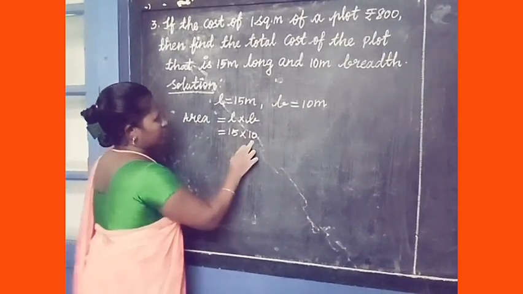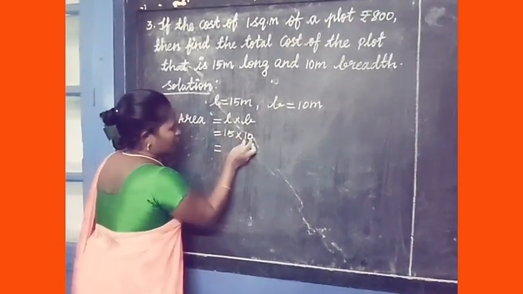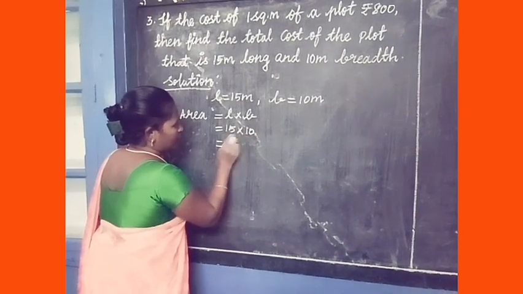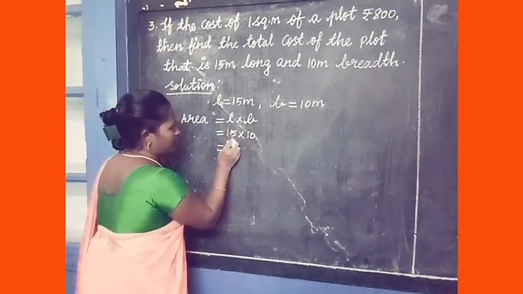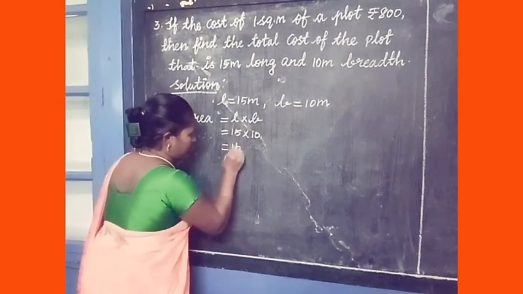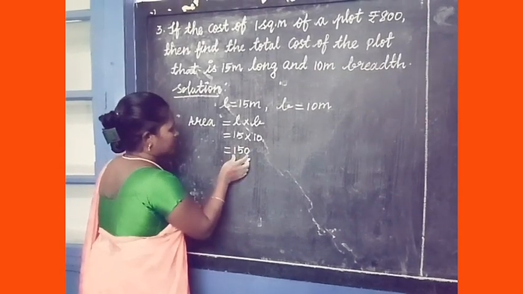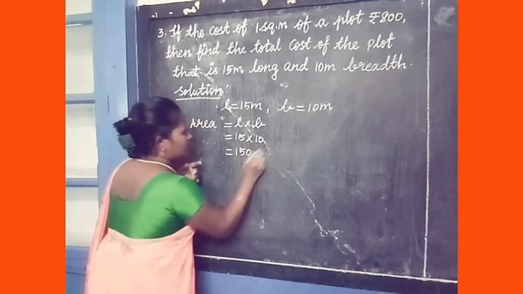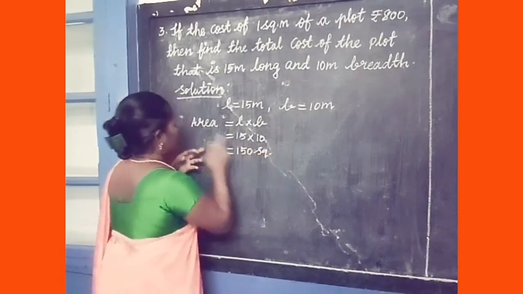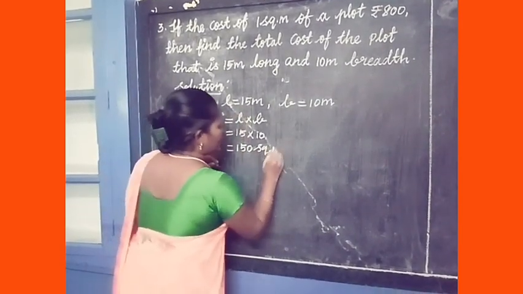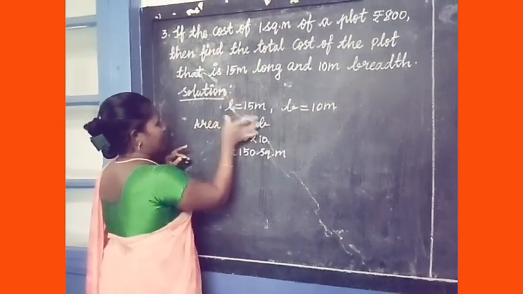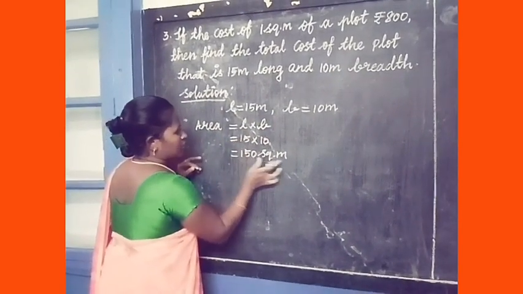Now multiply the values 15 into 10. In a number ending with 0, we just add one 0 to this number. We write 15, adding one more 0. This is the short way. So the answer, since we have to find area, is in square units. What is the unit value? Meter. So this plot value is 150 square meter.